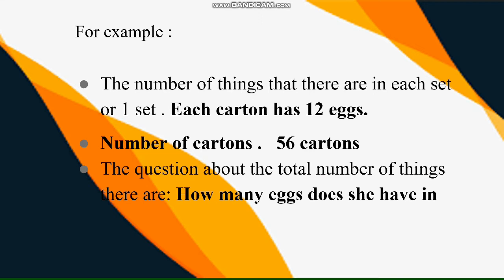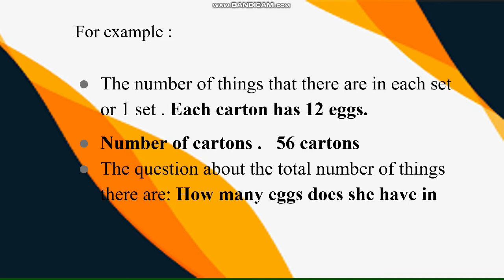Then comes the second part, where we are telling how many total number of cartons or how many total number of sets there are. So like we have 56 cartons, or we can say total there are 45 book racks, total there are 28 shelves, total there are 34 baskets. So we tell the value of one, and we tell how many more there are like the one whose value we have told.